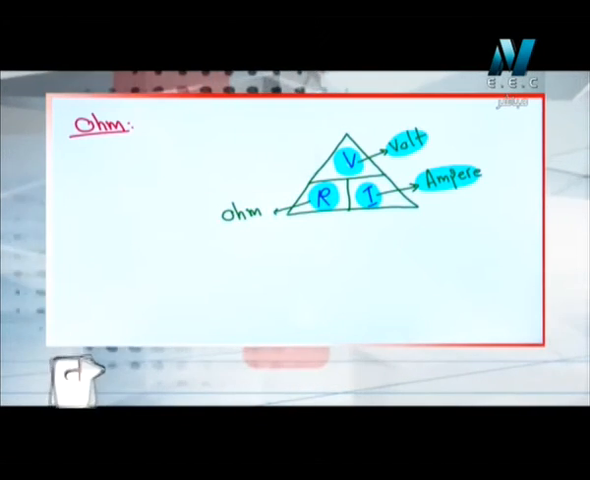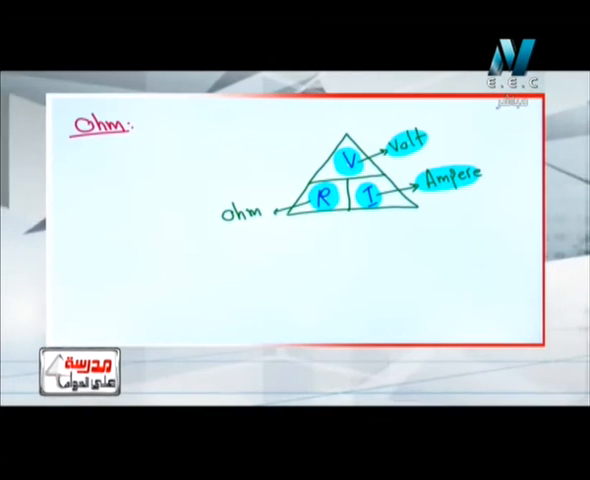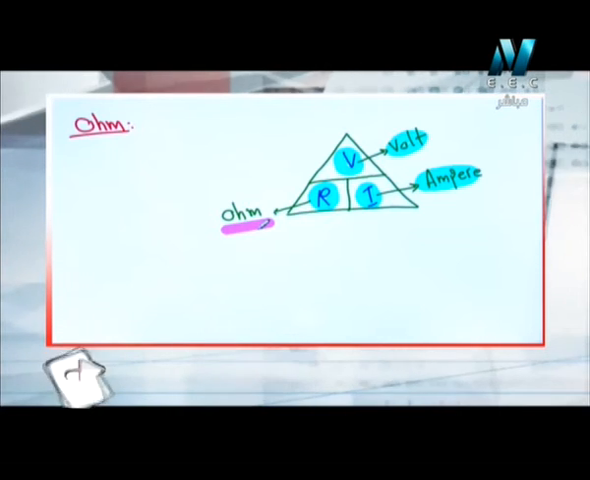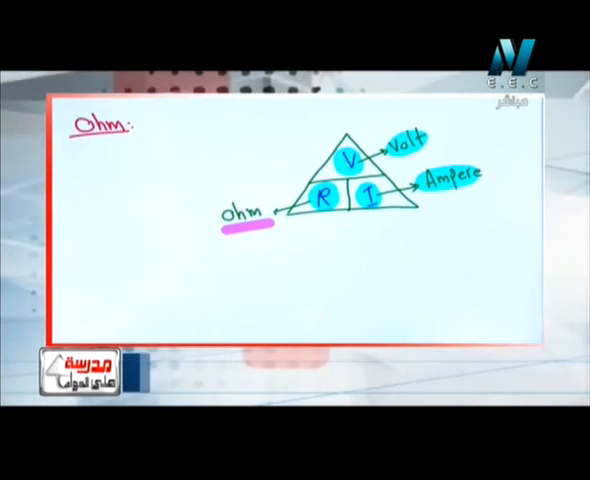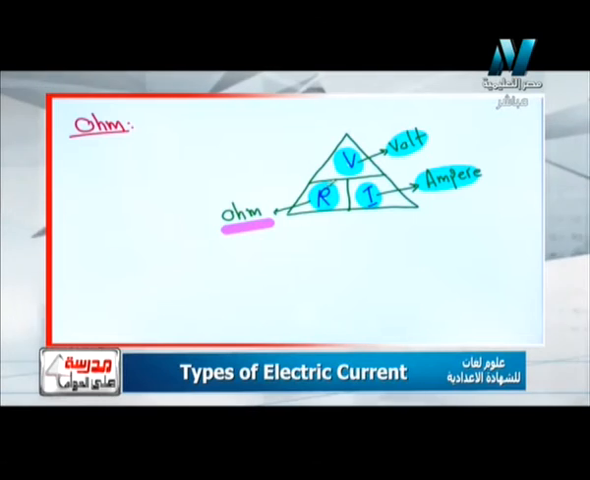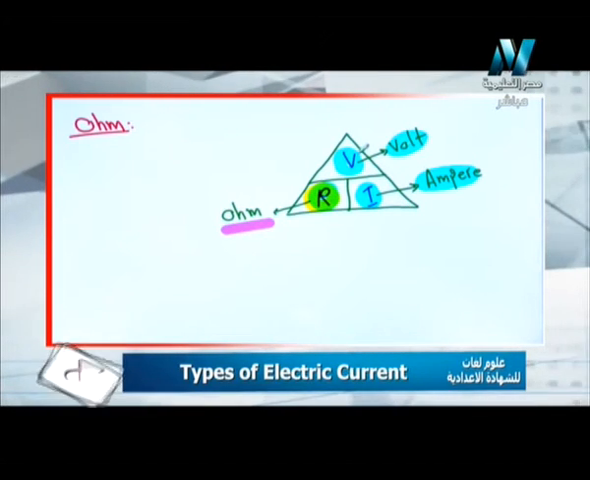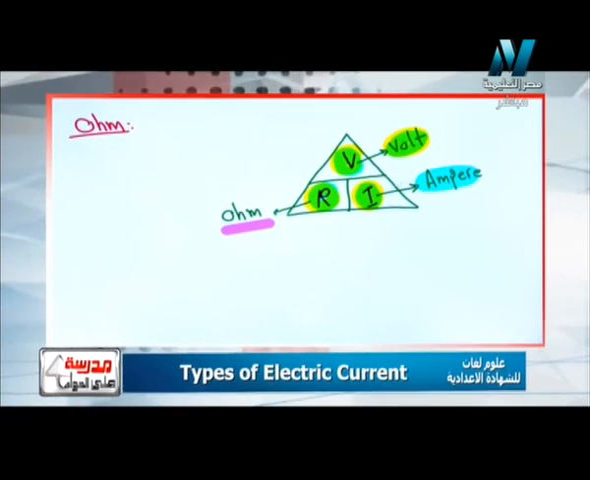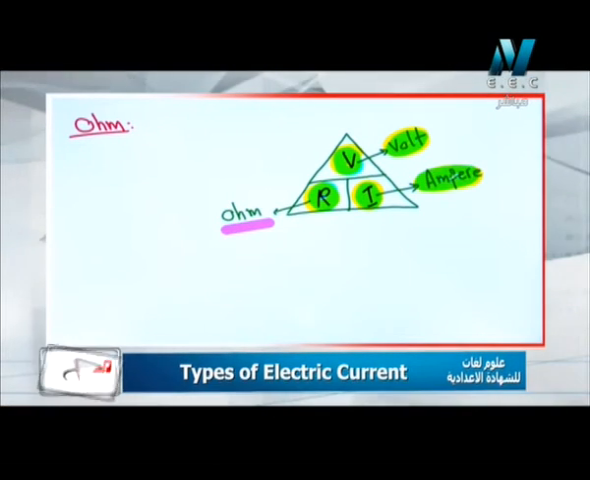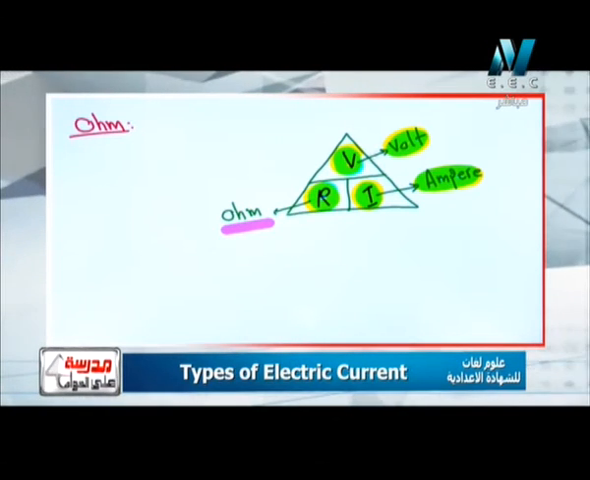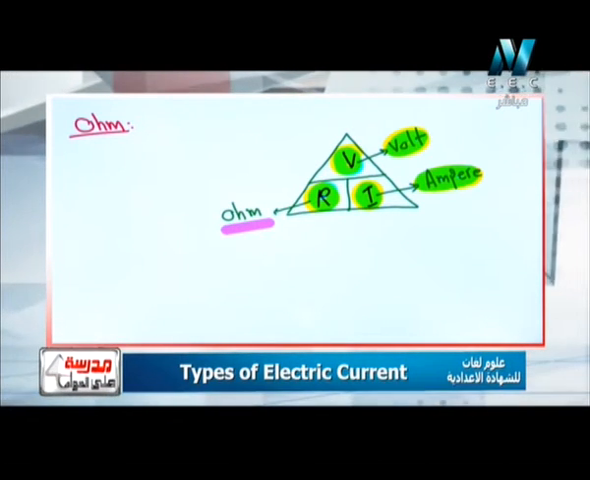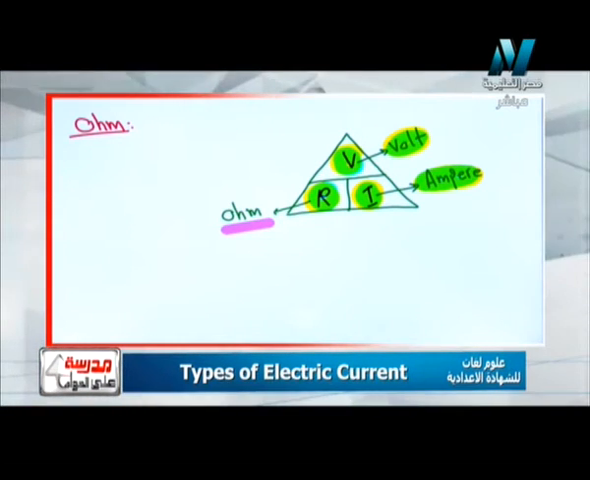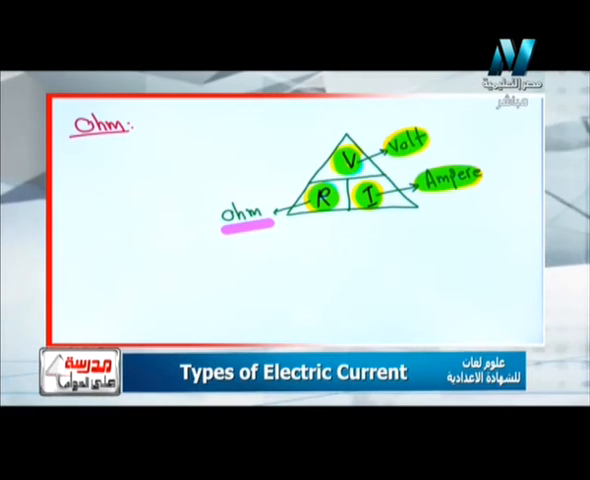If we have to define ohm, someone asks what is meant by ohm. We know ohm is the measuring unit of electric resistance, but we should answer according to Ohm's law. It is the electric resistance when the potential difference equals 1 volt and the electric current intensity equals 1 ampere. It is very easy to make a definition from the triangle, not to memorize lines of text. I can write the triangle in front of me and answer whatever is asked.